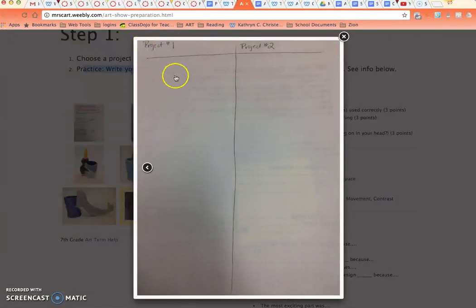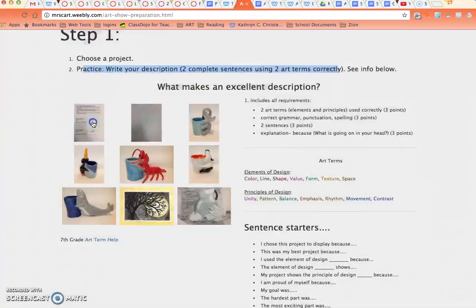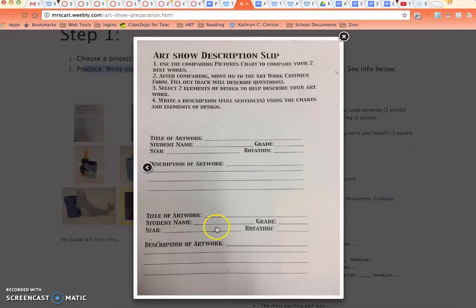So on project 1, you're going to write those art terms you want to write about. Project 2, same thing. And then you're going to fill in the information here. Title of artwork means that you come up with your own title. Okay, it's not called tree project or animal project. You come up with your own title for that. Okay?